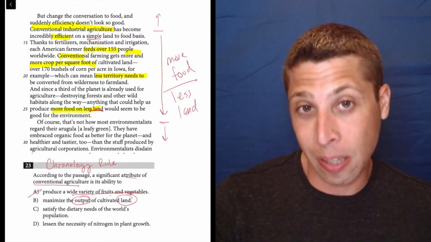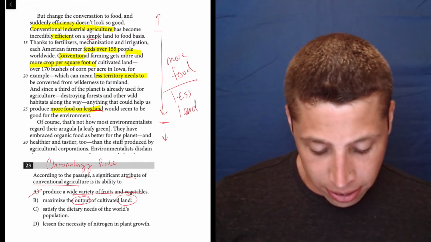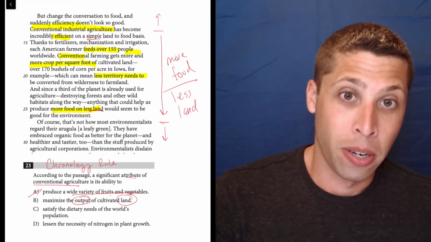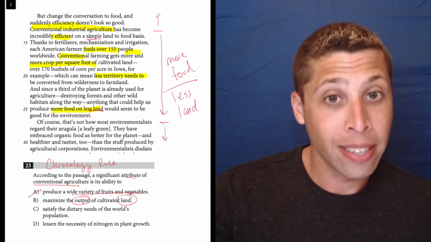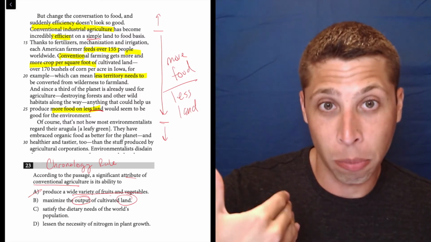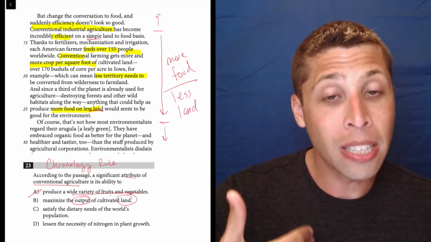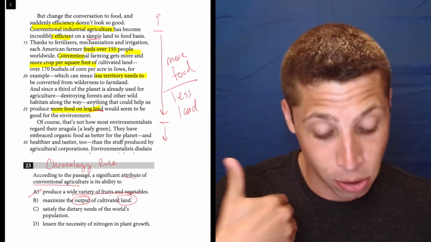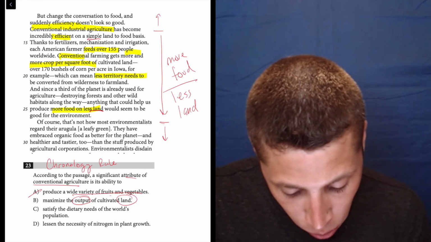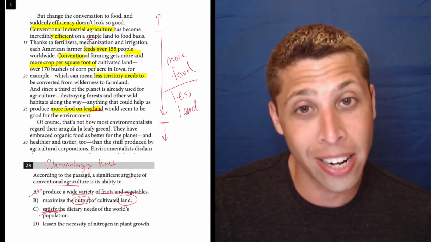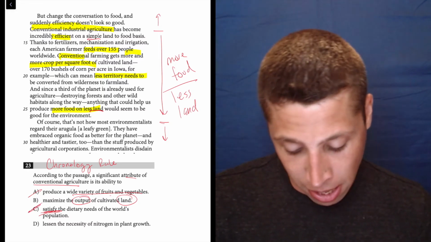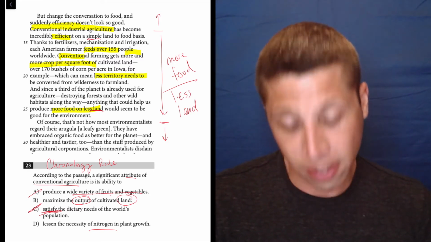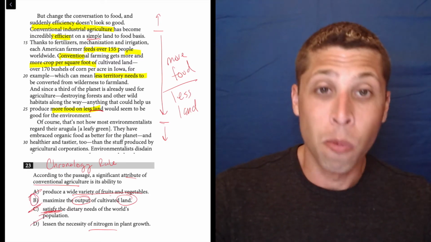Let's see if there's anything that's better. C, satisfy the dietary needs of the world's population. Well, that would mean that they're producing a lot of food, but that's taking it a step too far. It says that conventional agriculture produces more food, but there's a big difference between producing more food and producing enough food. So we have to be careful with those kinds of strong words. Satisfy here is a very strong word. We're not getting that from this passage. And then D, lessen the necessity of nitrogen in plant growth. Well, they didn't talk about nitrogen at all, so that's obviously wrong. And that leaves me with B, which is the answer.